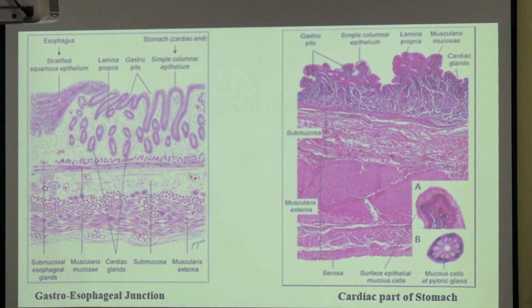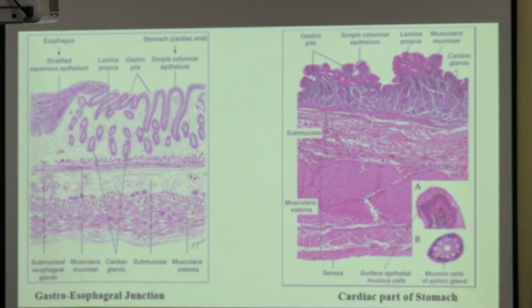Now here you can see the cardio-esophageal junction. Can you see the part of the esophagus? That's why you can see stratified squamous non-keratinized epithelium, and here you can see the simple columnar epithelium. This is the schematic diagram. As I have mentioned, the pits present in the cardiac part are shallow. You can see the pits are very shallow. It is not deep. This is the schematic diagram, and this is the original histology diagram.